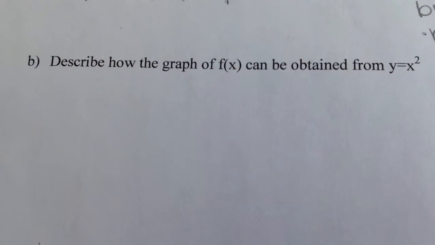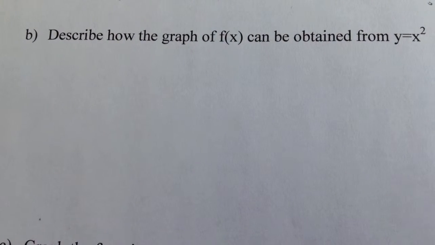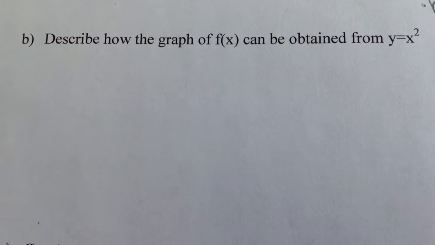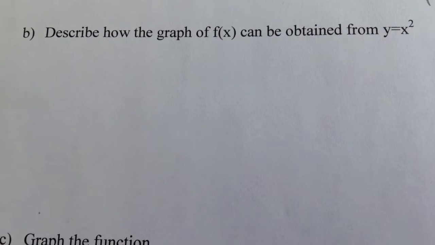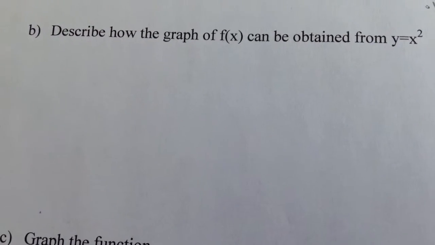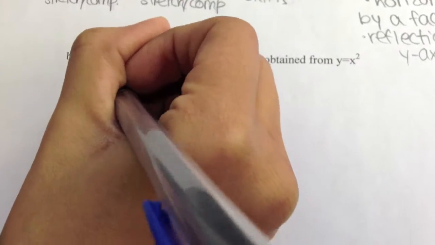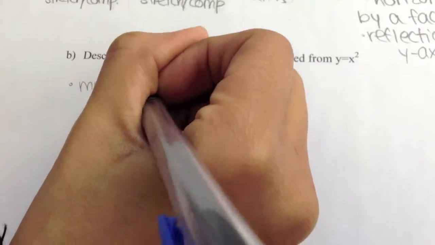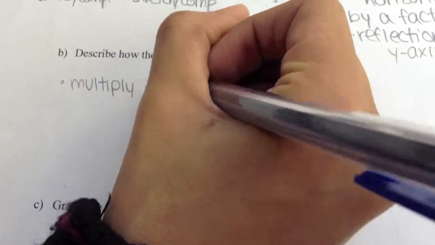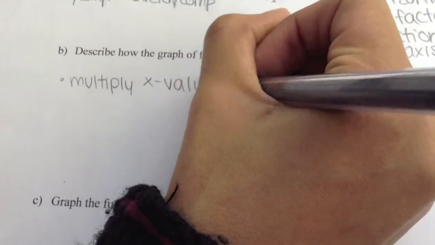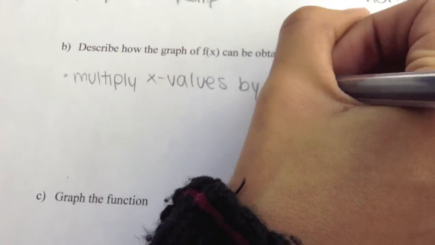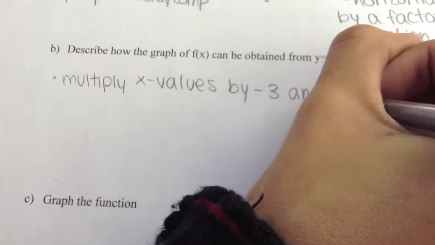Describe how the graph of f(x) can be obtained from y = x squared. So the question is asking what can be done to the x values and the y values to get this equation. So you would have to multiply the x values by -3 and add 1.